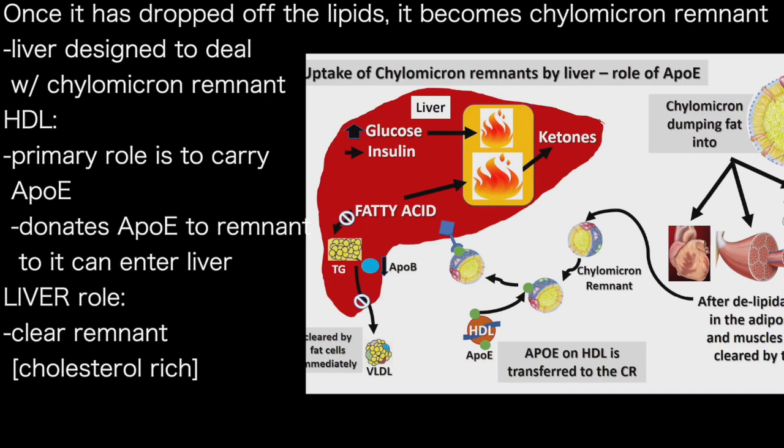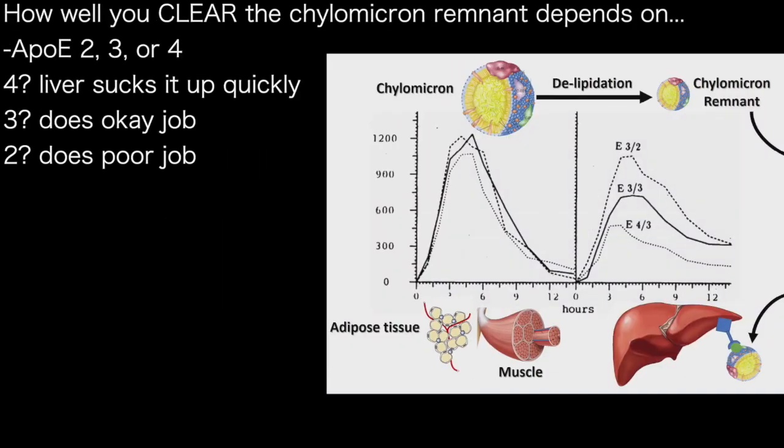On the right of the slide is the fat-filled chylomicron dropping off its cargo in the fat cells and the muscles, becoming the chylomicron remnant. One of HDL's primary purposes is to carry ApoE, and it donates an ApoE to a chylomicron remnant so that it can be cleared by the liver. The liver is responsible for clearing the chylomicron remnant, which is cholesterol rich. How well you clear it depends on whether you are ApoE2, 3, or 4.